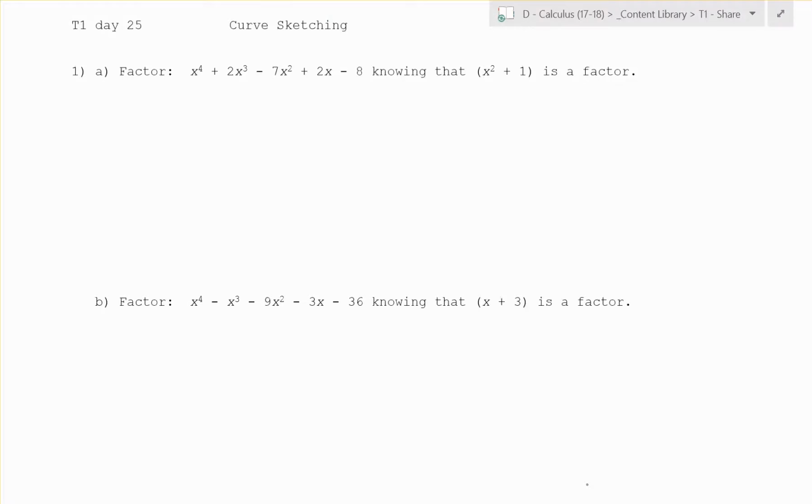Welcome to day 25 of calculus. This is where we bring everything we've been learning together and start making some really pretty graphs by hand.